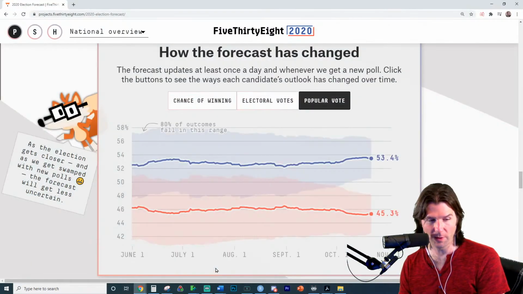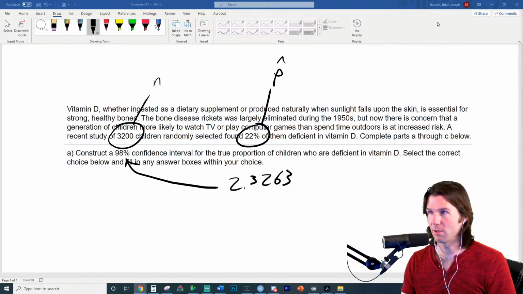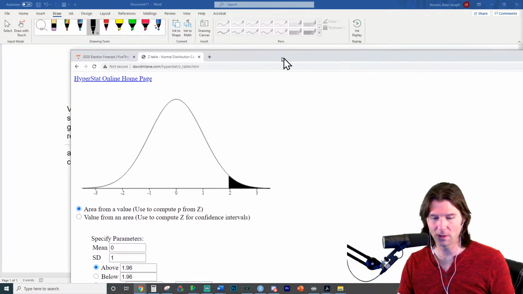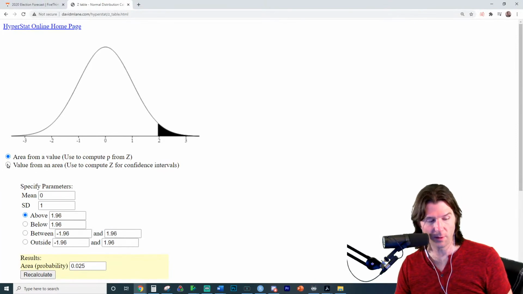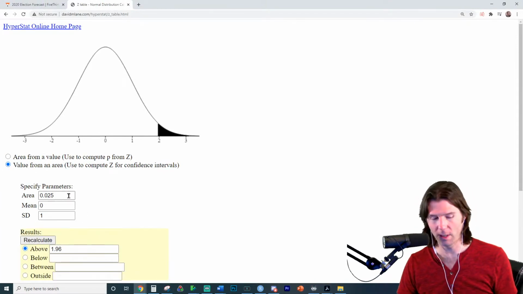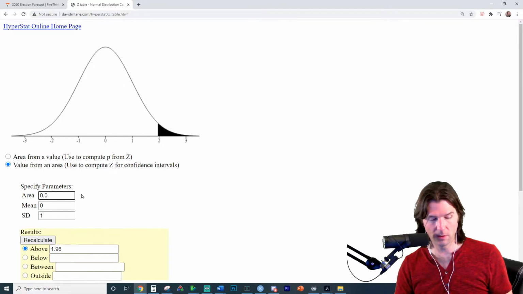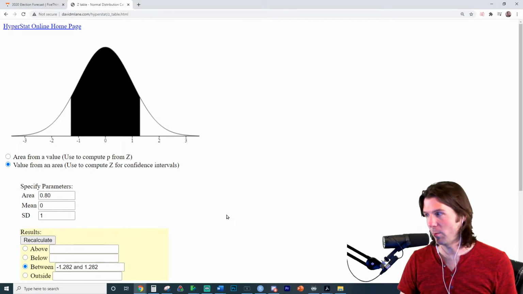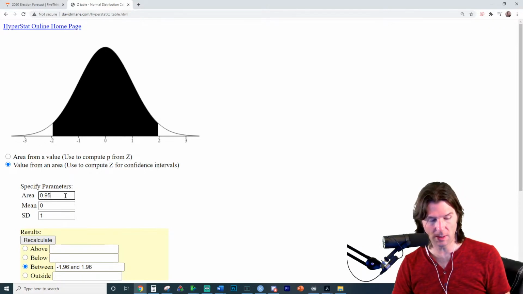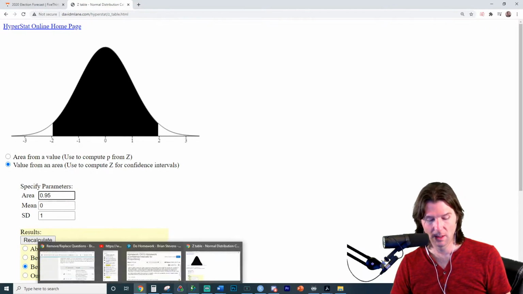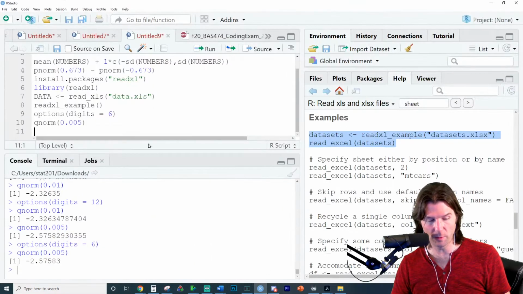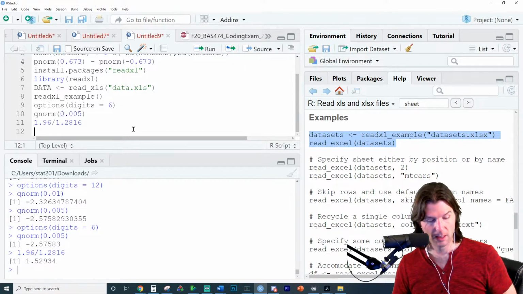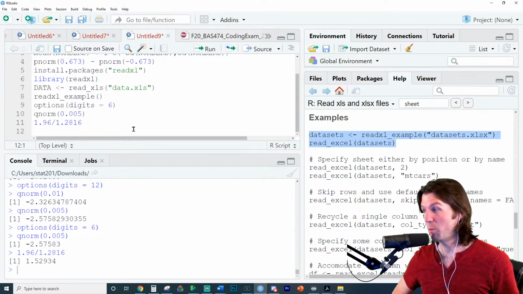To do the calculation for them, let me bring up David M. Lane here too. The z-score for an 80% confidence interval is 1.2818. If we go to 95% confidence, it'd be 1.96. So in terms of how much wider their interval would be, we'd go 1.96 divided by 1.2816, and their interval would be 52% wider.